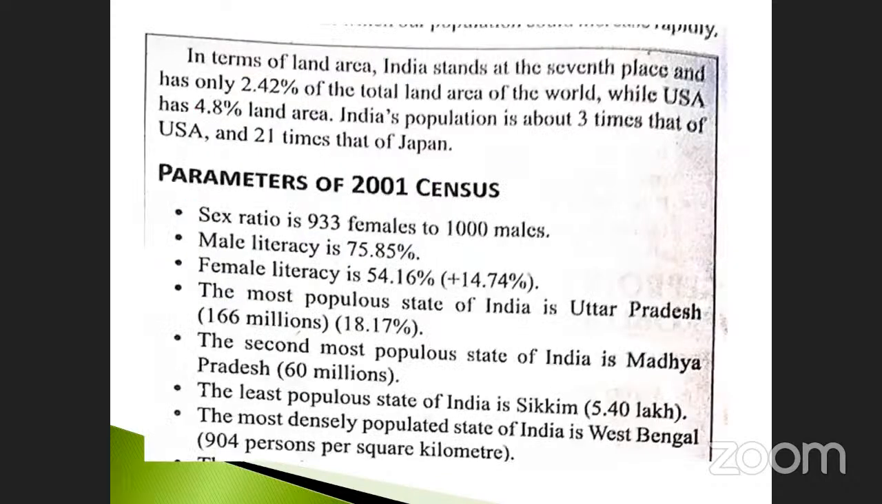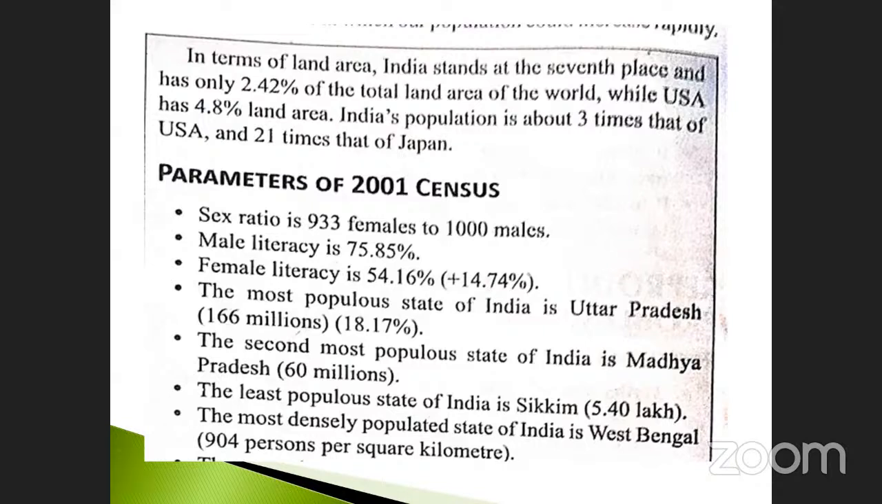See that, in terms of India's area, it is also given in the book. The sex ratio is 933 females to 1000 males. Here 933 females are there, so how many males are extra? 67 males are extra in nature. So you will not get marriage, isn't it? Okay, male literacy is 75.85, and female literacy is 54.16.